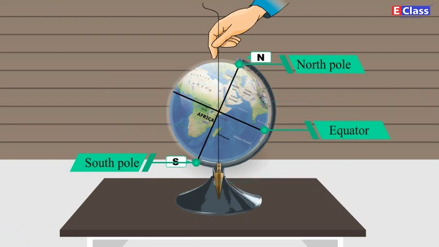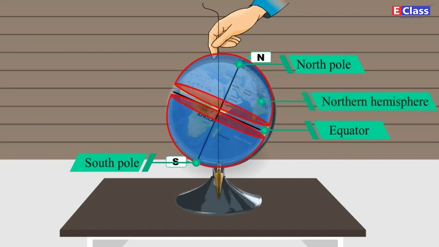Plumb line. If a circle were drawn around the surface of the Earth exactly in between the North and South Poles, it would divide the Earth into two equal parts. This imaginary circle is called the equator. The two equal parts it makes of the Earth are called the Northern Hemisphere and the Southern Hemisphere respectively.